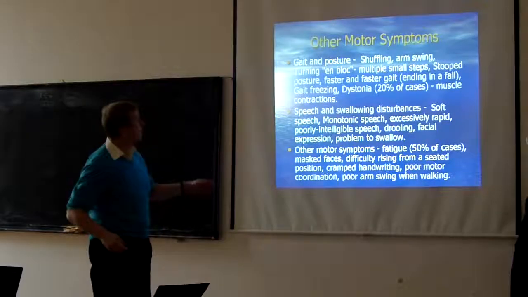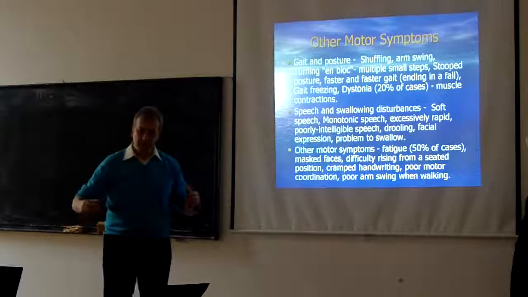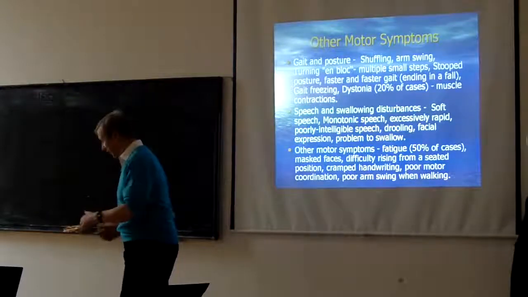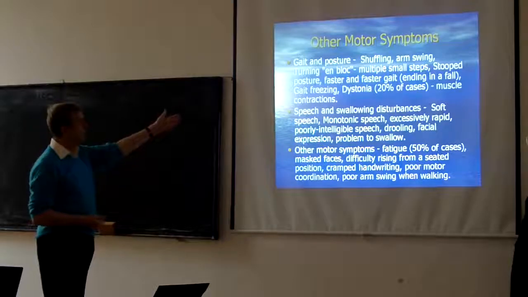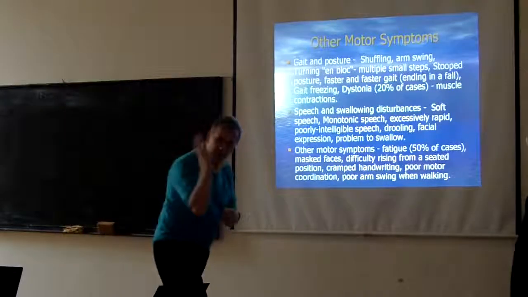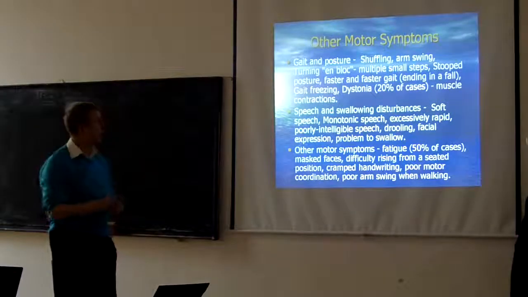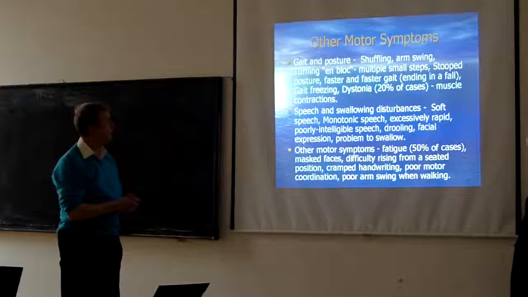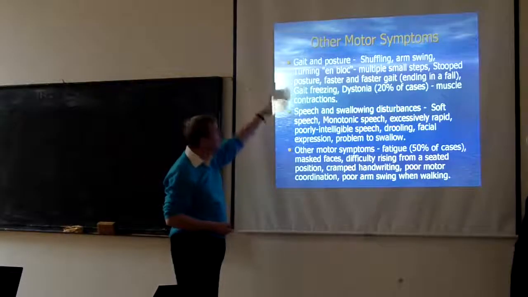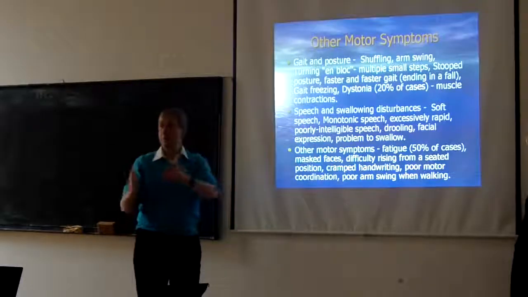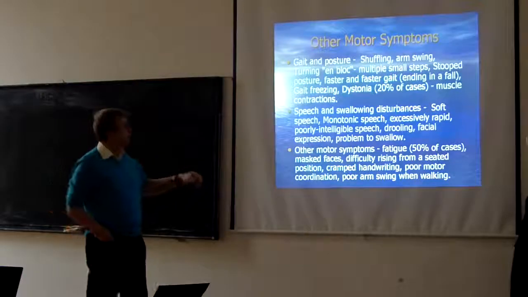arm swing problems, turning en bloc, again the concept of strobe lighting, so you're moving a bit like the robotic type of movement. Faster and faster gait until you just fall over, like those little robot things that walk down slopes and so on. Muscle contractions, gait freezing. Again, different people get some of these things. Some people get just about all of them.